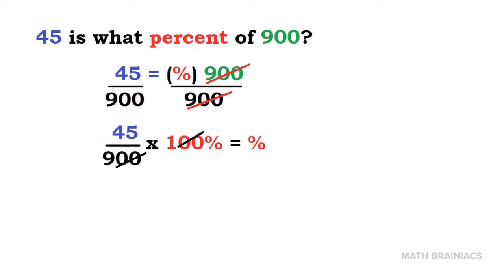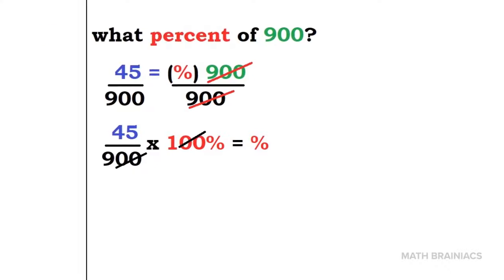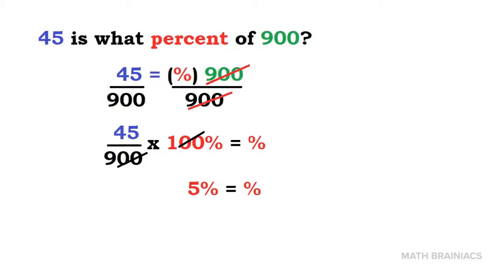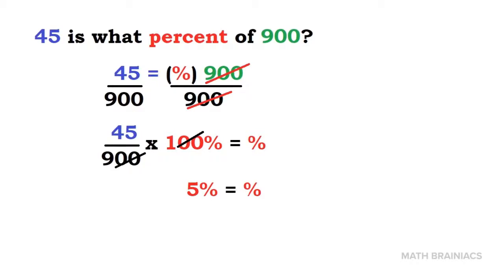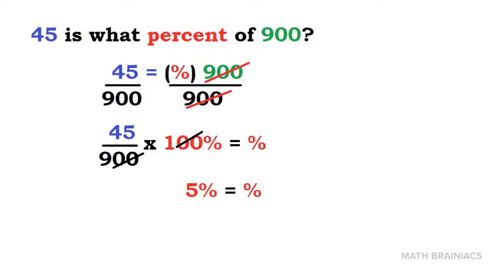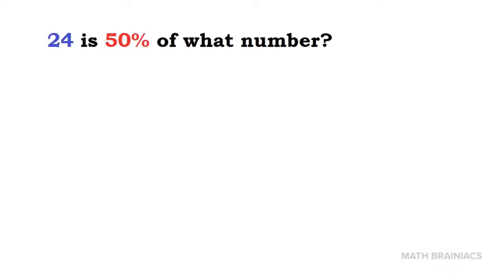And we can cancel out 2 zeros on the numerator and 2 zeros on the denominator. That will give us 45 over 9, which is 5%. Therefore, 45 is 5% of 900. Let us work on another example so that you can perfectly understand the lesson.